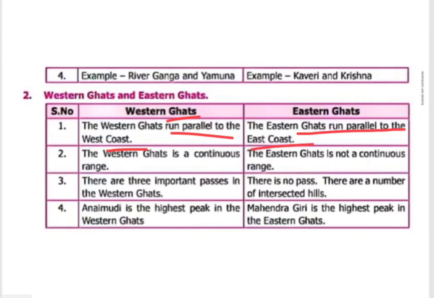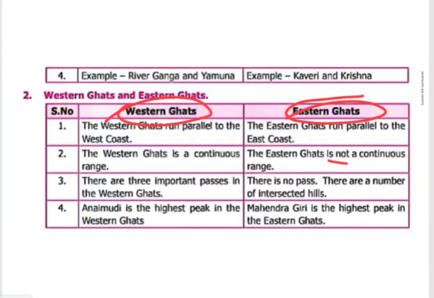So the Western Ghats is a continuous range. At the same time, the Eastern Ghats is a discontinuous range. It's not a continuous range, like that it is given. I am telling, this is a discontinuous mountain range.